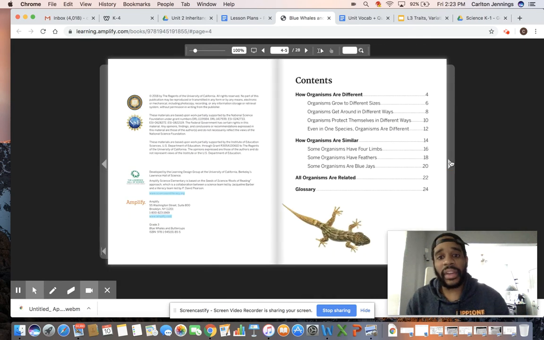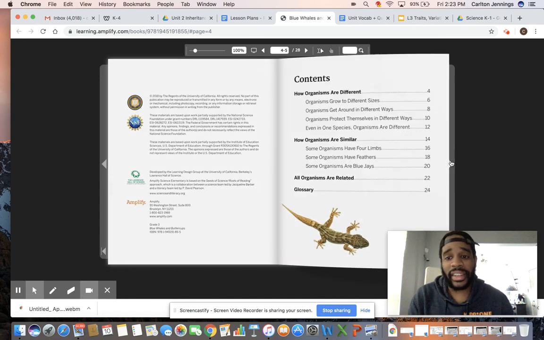So, this is a table of contents. Remember, we're seeing how all organisms are the same and how they are different, which we have here. We're not going to probably have time to read this entire book. This is a pretty short book, and I'll be reading. You'll be listening, and like I said, I'll let you know which questions are going to be in your exit ticket.